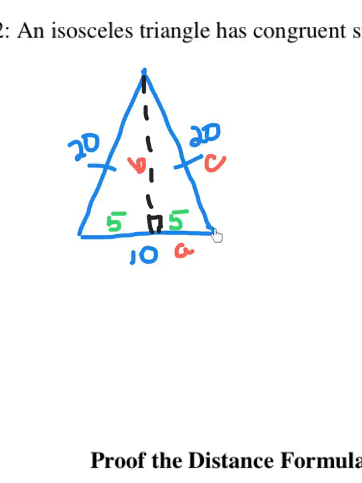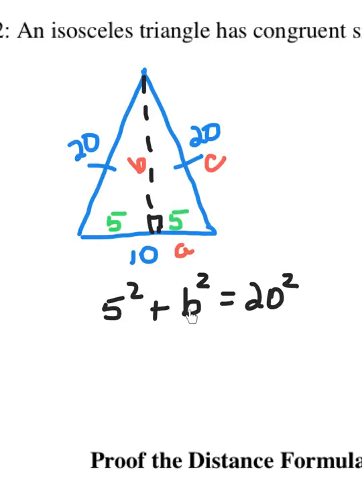So if I'm using the Pythagorean theorem, this is what that is going to look like. All right, so this is 5 squared, which is our A squared, plus B squared, I don't know what B is yet, we're going to find out, equal to the hypotenuse squared, which is 20 squared. So I've substituted in the values that I know for my triangle into my Pythagorean formula.